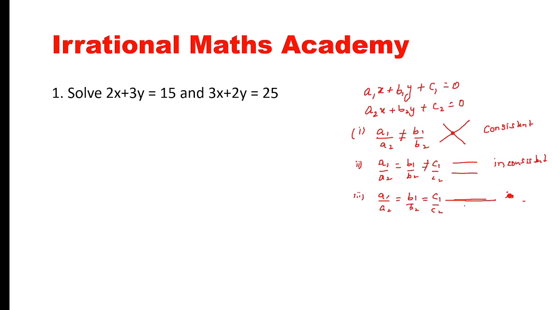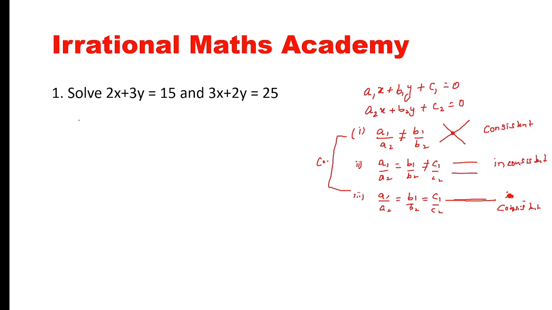Again, if a pair of linear equations has a solution, we call it consistent. So whenever you come across the word consistent, it means that pair of linear equations has a solution. So the first one and the third one are consistent, and parallel lines are inconsistent.